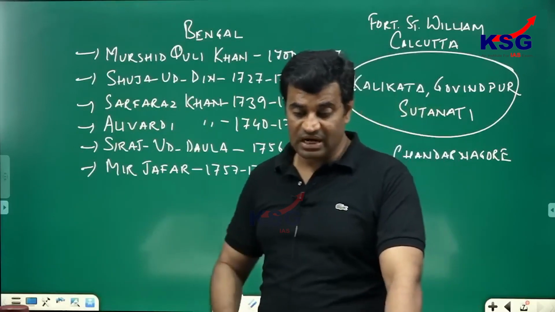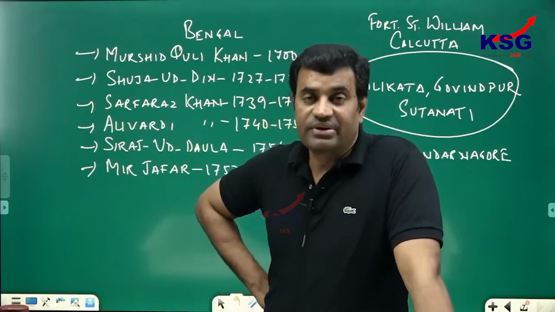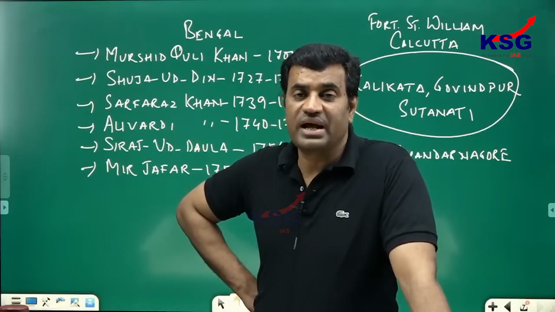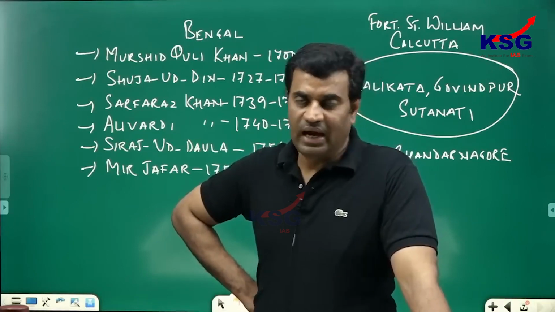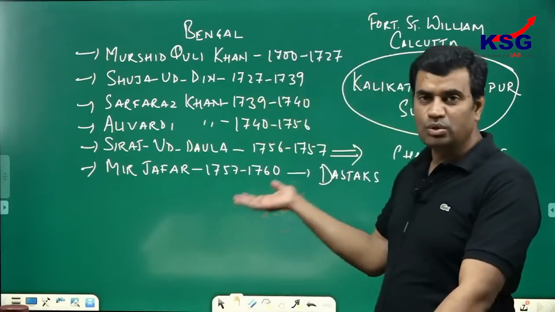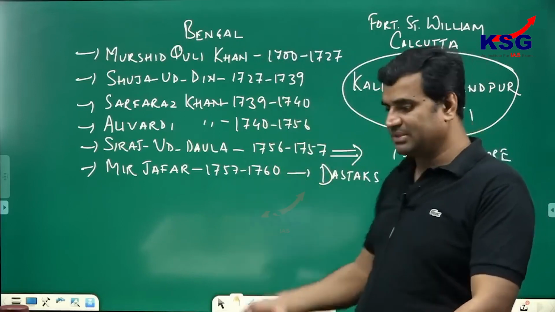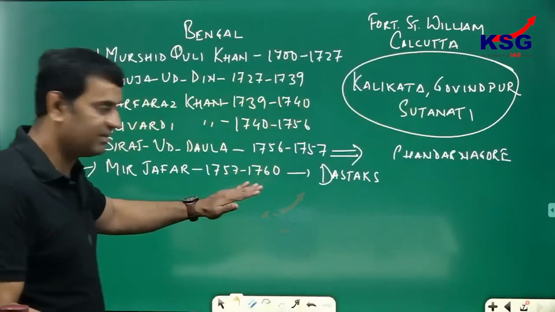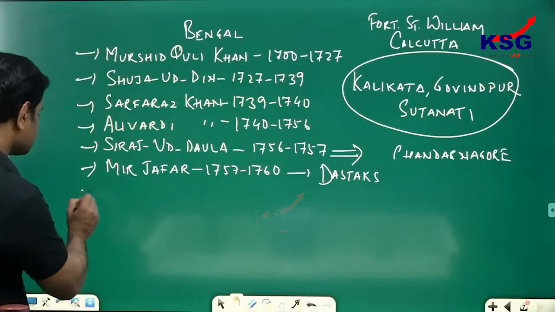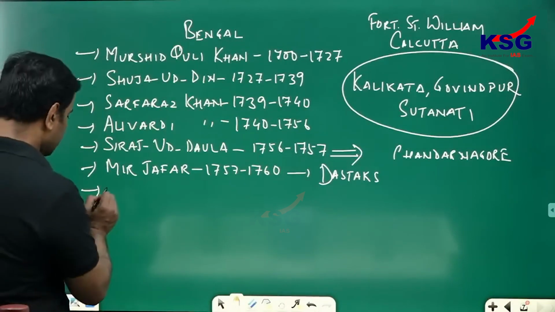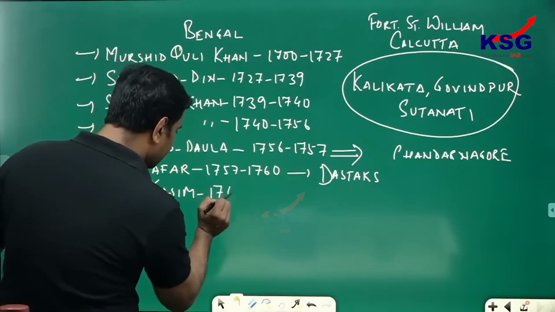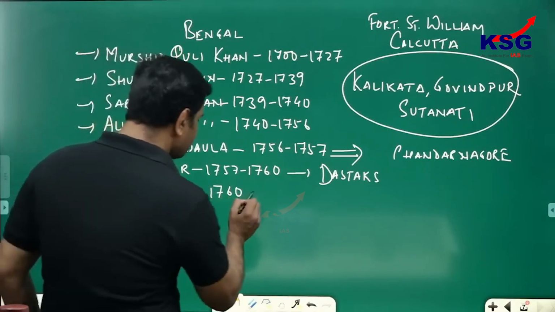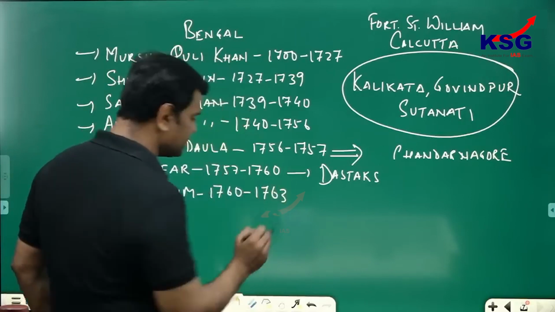But very soon Mir Jafar realized that the amount of cash prizes demanded by the British is much more, which is not possible to be paid. And therefore, Mir Jafar began to retaliate. The British asked him to step down. Mir Jafar stepped down in 1760 to be replaced by his son-in-law known as Mir Qasim. And Mir Qasim remained on the throne of Bengal from 1760 to 1763.